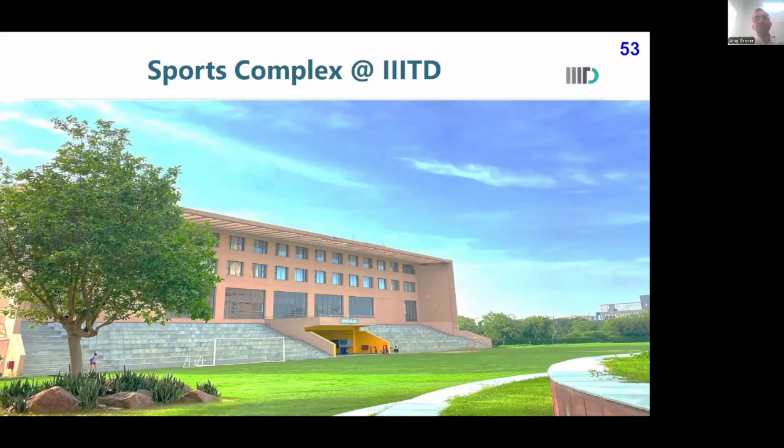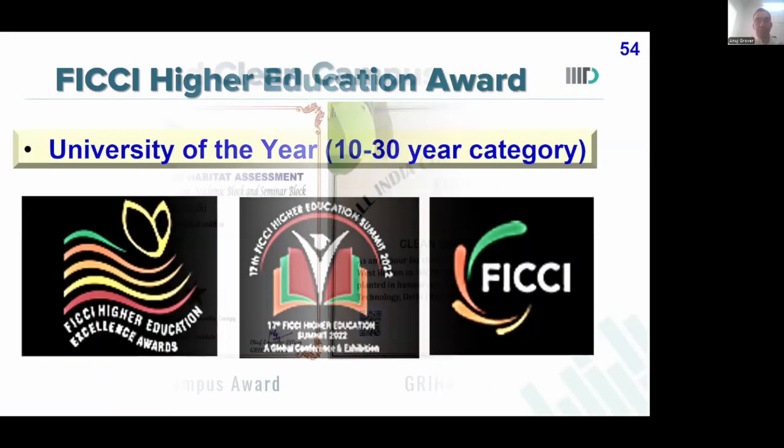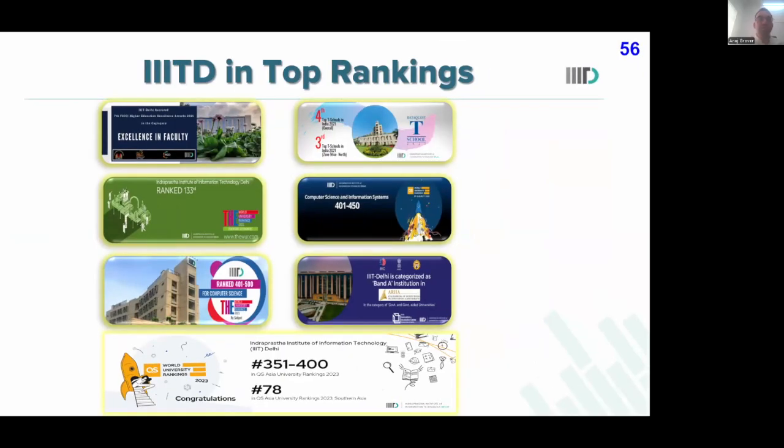We're proud to say that we have been recognized in multiple forums. FICCI recently awarded us the University of the Year in the 10 to 30 year category. We're also proud to have been awarded the highest GRIHA rating, that is a 4-star rating. And we have a very clean and spick and span campus over here. We consistently rank well in various ranking systems, whether they are national or international. This is a little bit about IIIT Delhi.